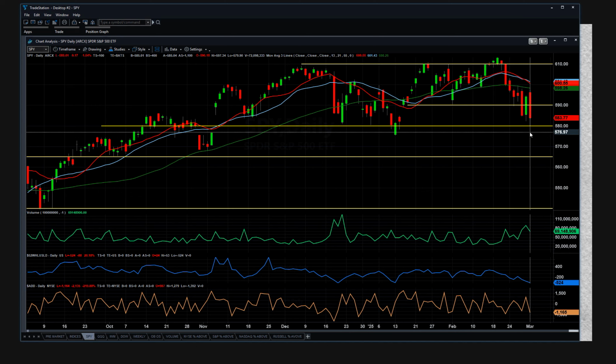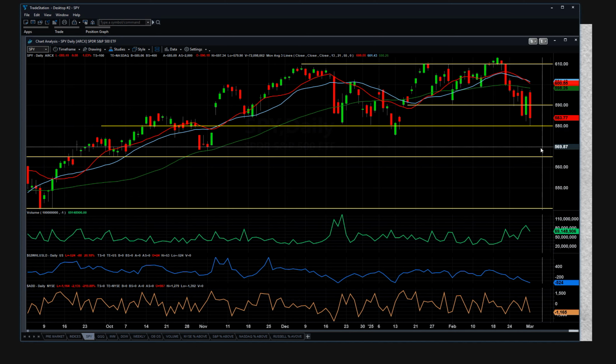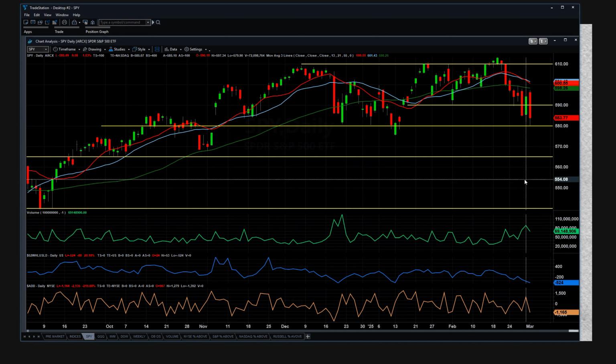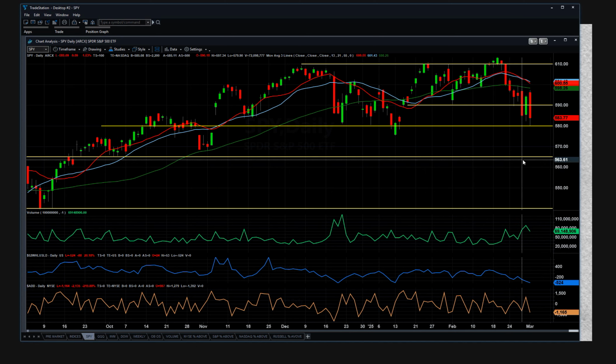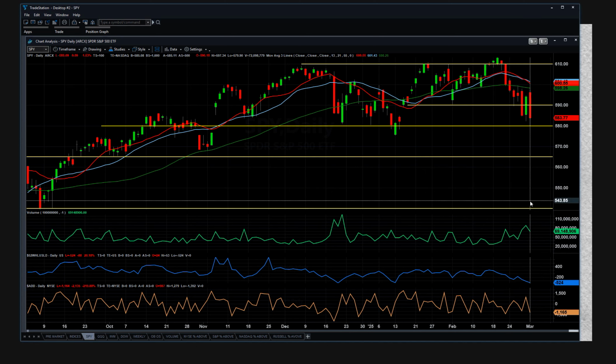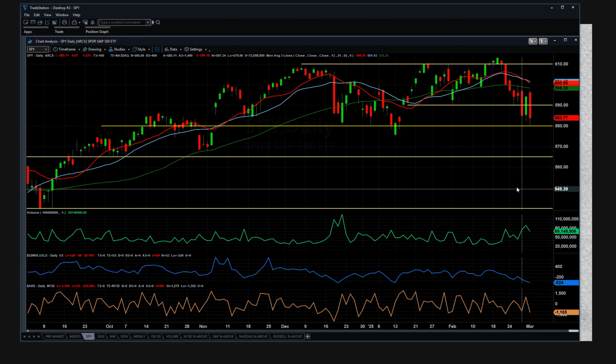If we close tomorrow below it, then that's going to suggest that we should see follow through on Wednesday. And if that happens and we continue to close below 580, then that's going to increase your probabilities that we're going to see something tested in the lower levels, typically around the 565 level or potentially around the 545 level.